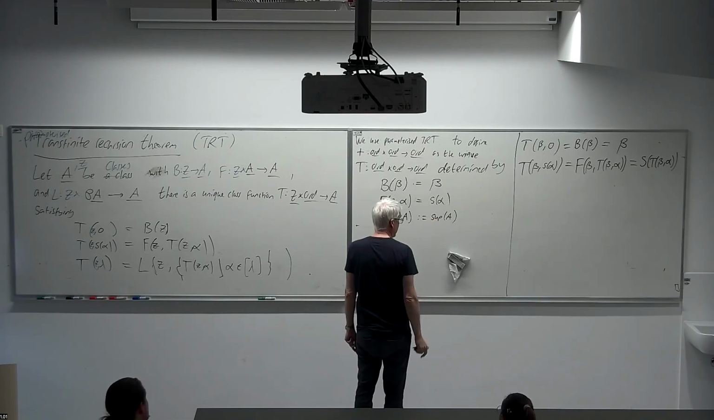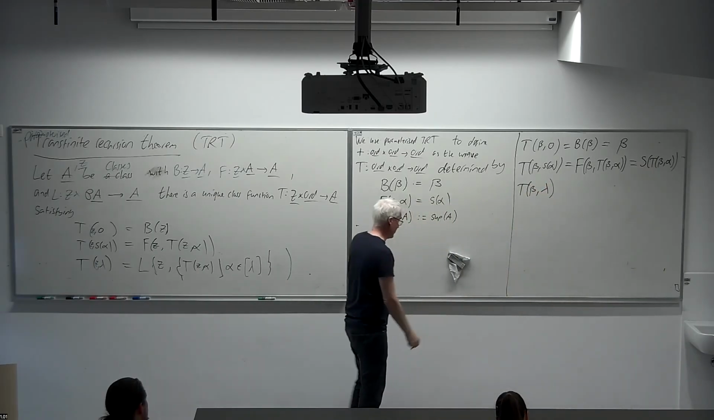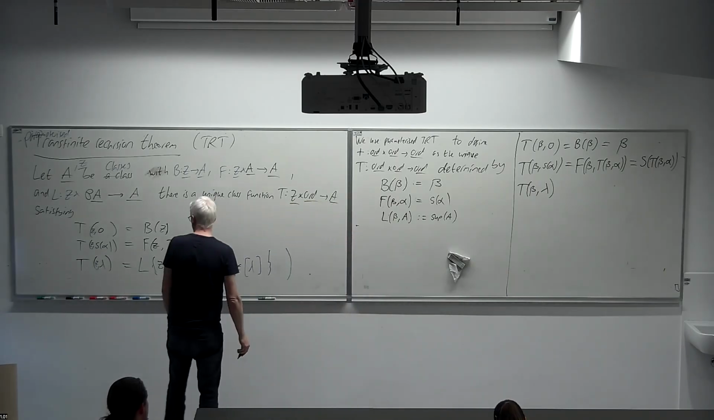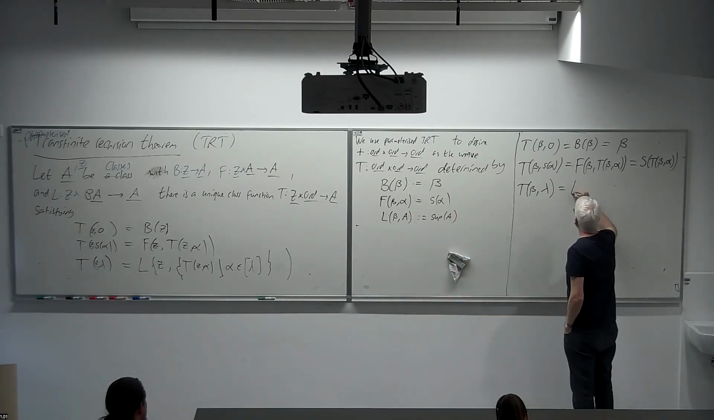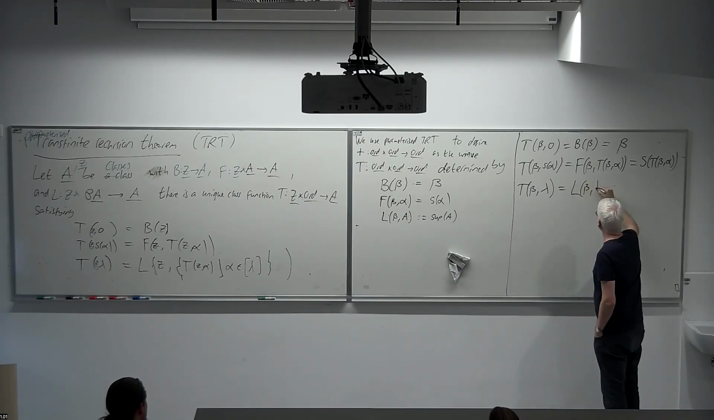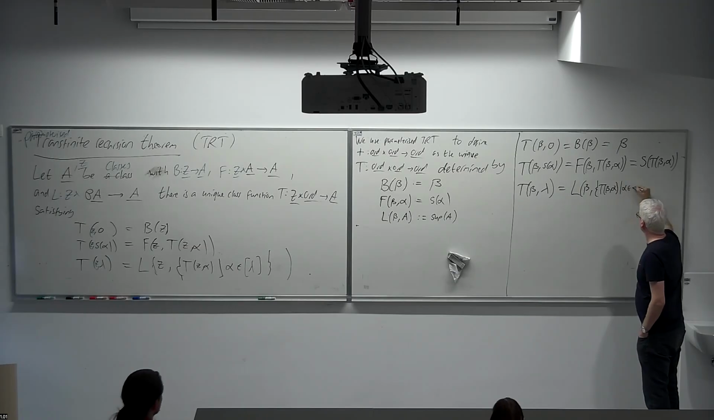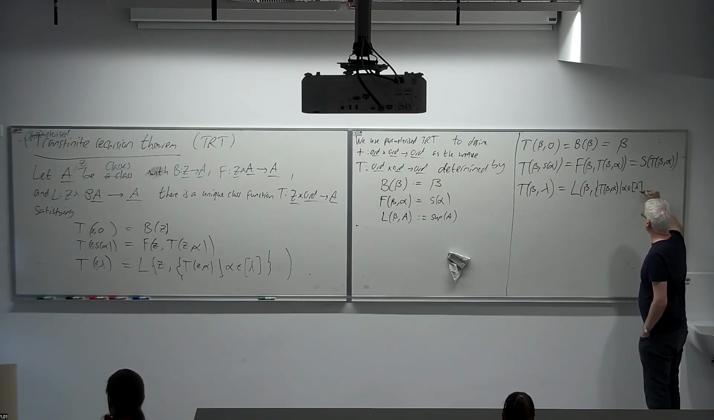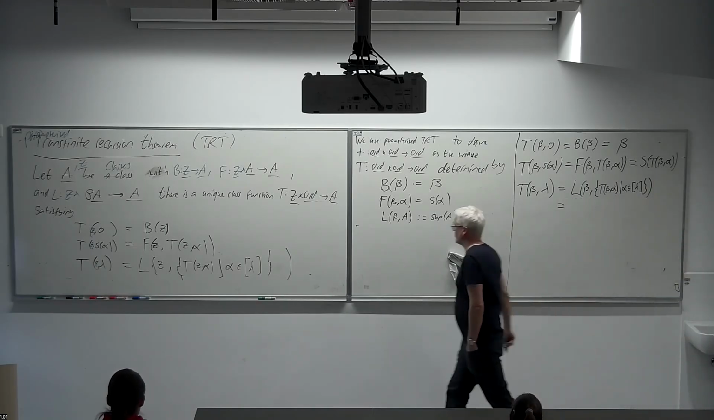And here we're only saying what happens to successor ordinals. But finally, what happens if we apply T to beta and a limit ordinal lambda? Well then we get L of beta of the set of all T beta alpha for alpha strictly below lambda, which is the supremum.